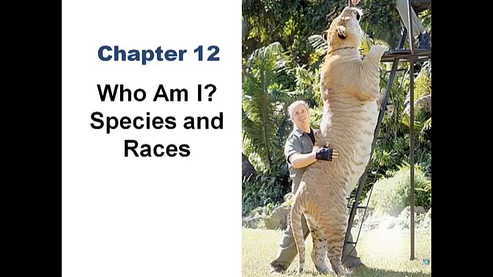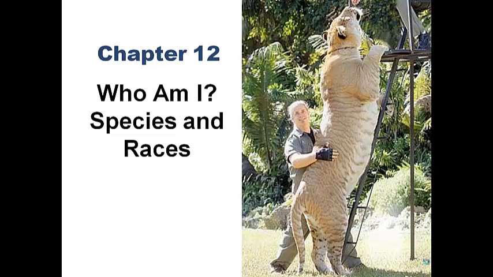In Chapter 12, we're going to deal with species, defining a species, and then talk briefly about races. So on the introductory slide here, we have a picture of a real liger, made famous by the Napoleon Dynamite movie. This actually is a liger, a cross between a tiger and a lion. And so interestingly, this has much to do with our discussion of species.